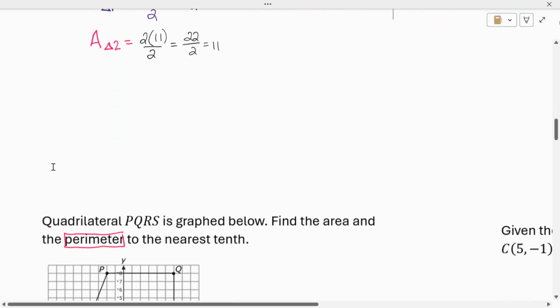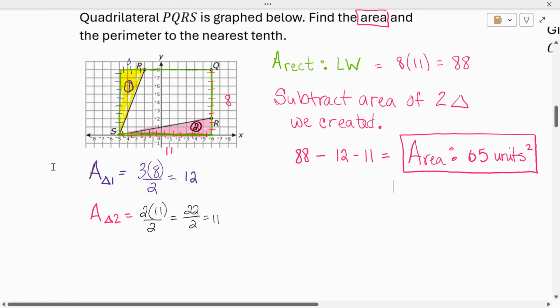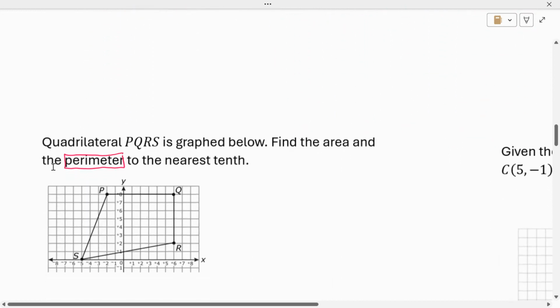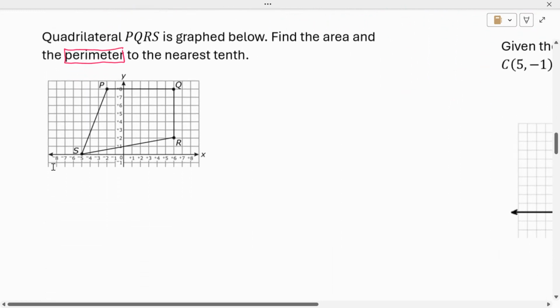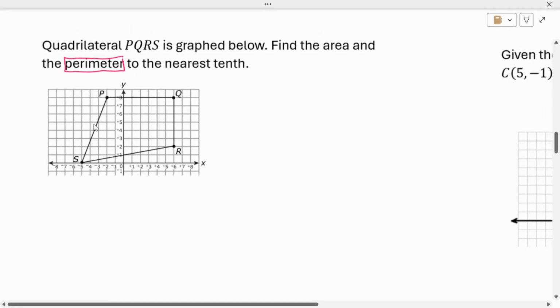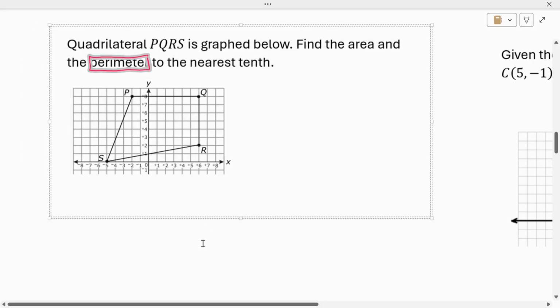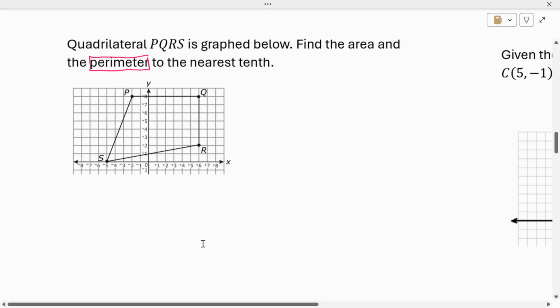Okay. On your graph paper, Michelle, are you still looking at that? You're good? Okay. So on your graph paper, the piece of paper that I gave you, I want you to redraw this shape. I want you to redraw this image at the top. So you're going to draw it on your graph paper.